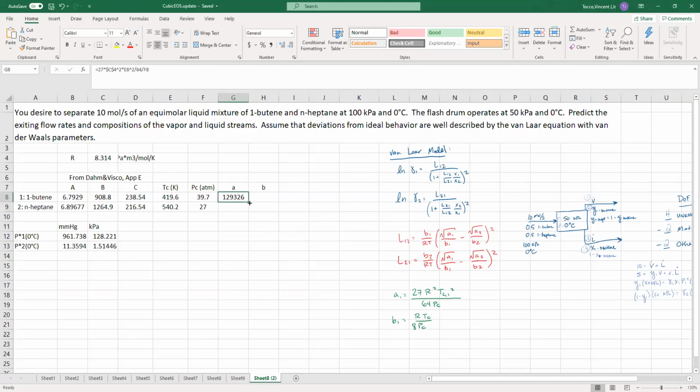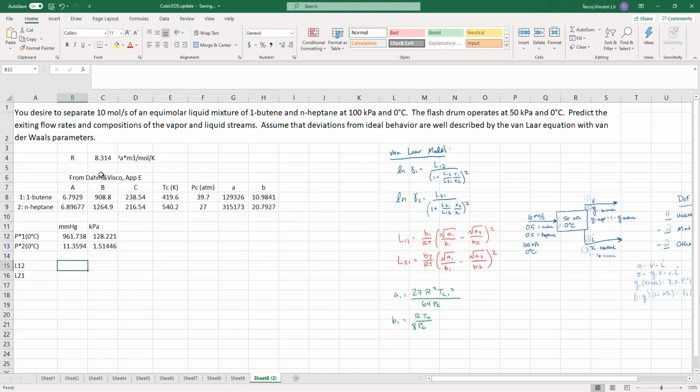So I'm going to drag this same thing down for A, make sure that I'm choosing all the cells that I need. And it looks like I am. And now I need to calculate B. So B equals R, dollar signed, times TC divided by 8 divided by PC. And drag that down. Okay, now let's calculate L12 and L21.